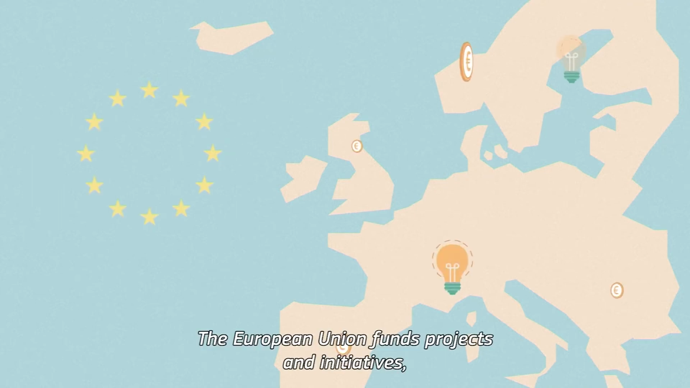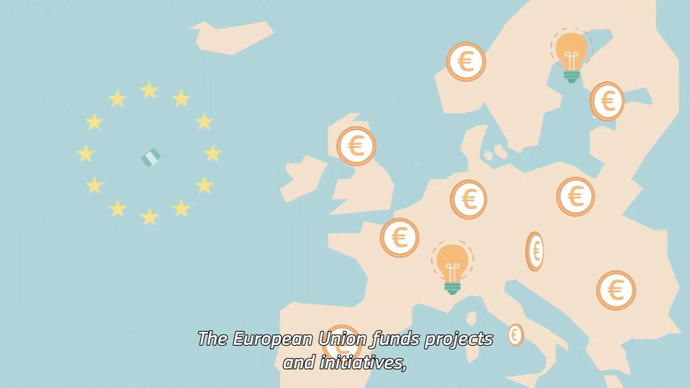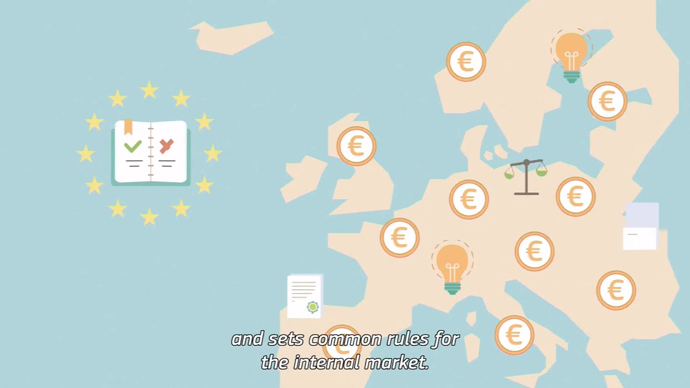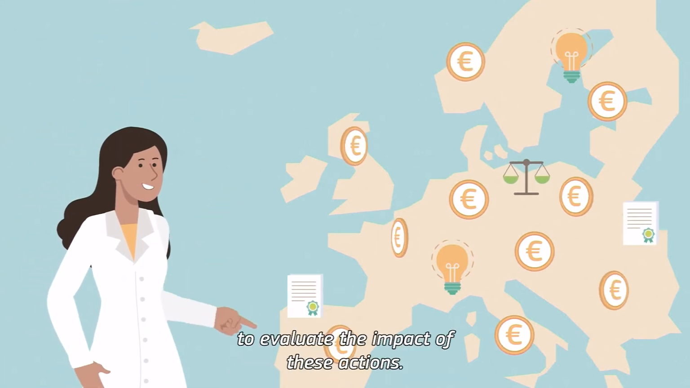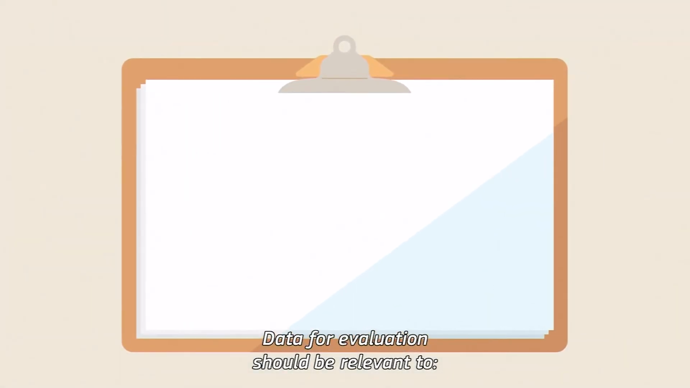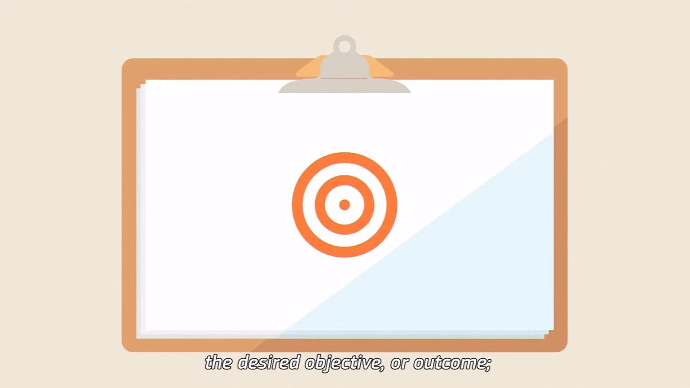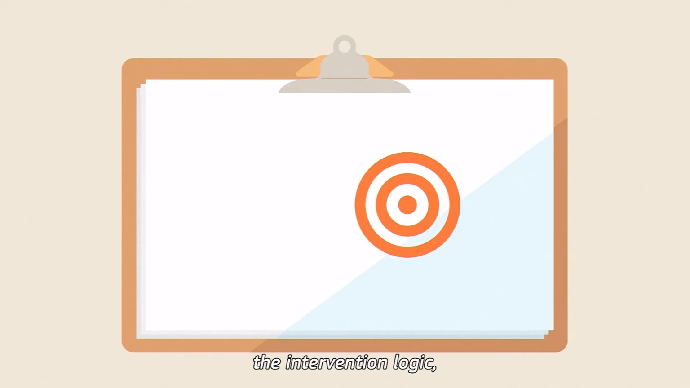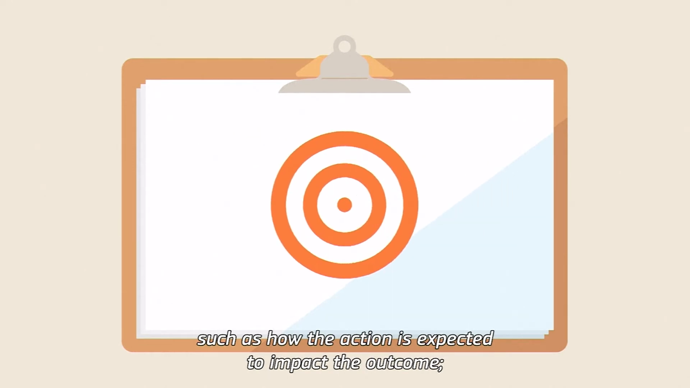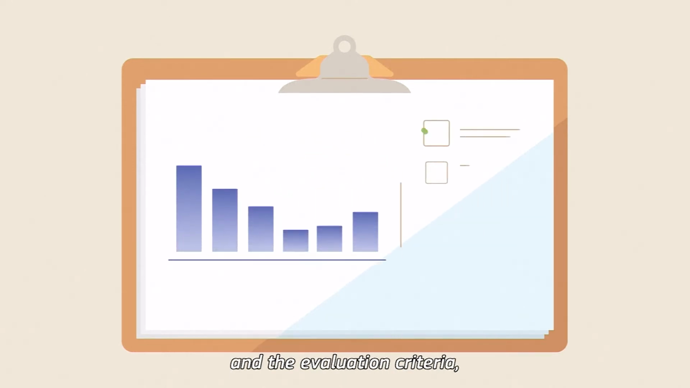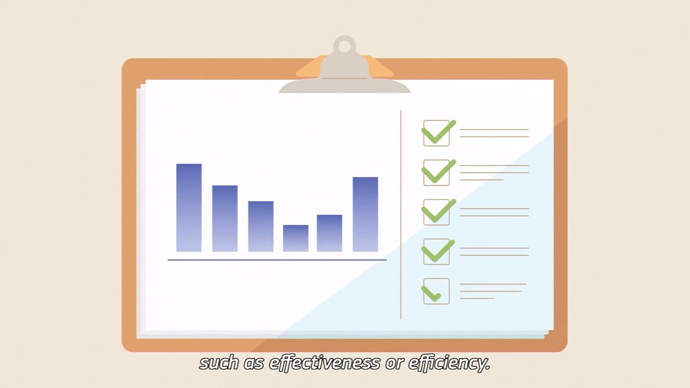The European Union funds projects and initiatives and sets common rules for the internal market. Appropriate data is needed to evaluate the impact of these actions. Data for evaluation should be relevant to the desired objective or outcome, the intervention logic, such as how the action is expected to impact the outcome, and the evaluation criteria, such as effectiveness or efficiency.